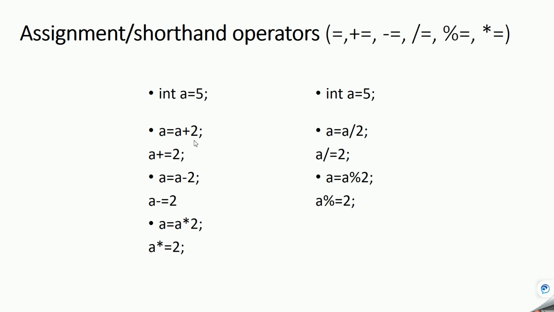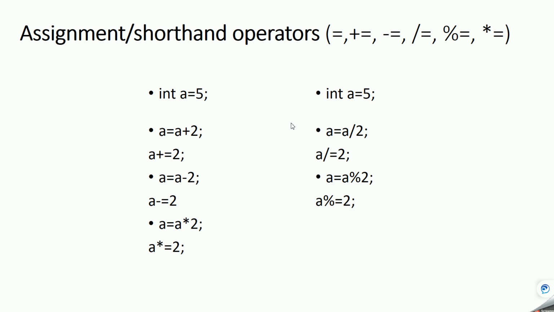Instead of writing this expression like this, we can write it this way also: a plus equal to 2, which is nothing but a equal to a plus 2. Similarly, instead of writing a equal to a minus 2, we can write a minus equal to 2. So this equation and this equation both are the same. Similarly, we can write a equal to a into 2 as a into equal to 2. Similarly, here also instead of writing the equation like this, we can write it this way. So this is the short way to write. That's why we call them shorthand operators.